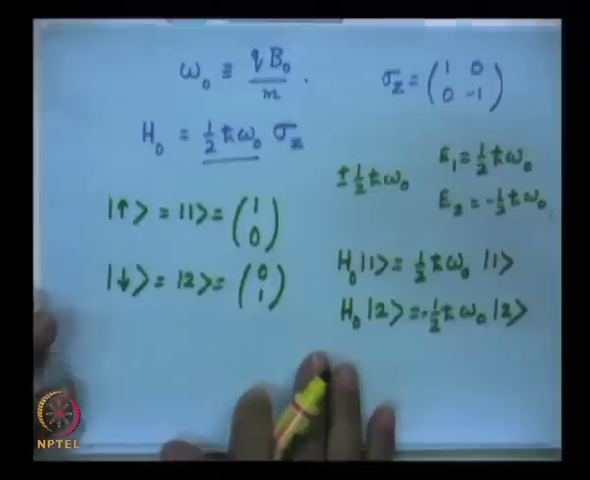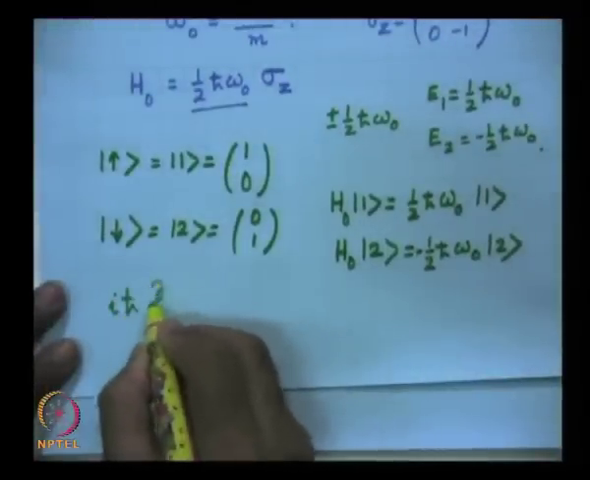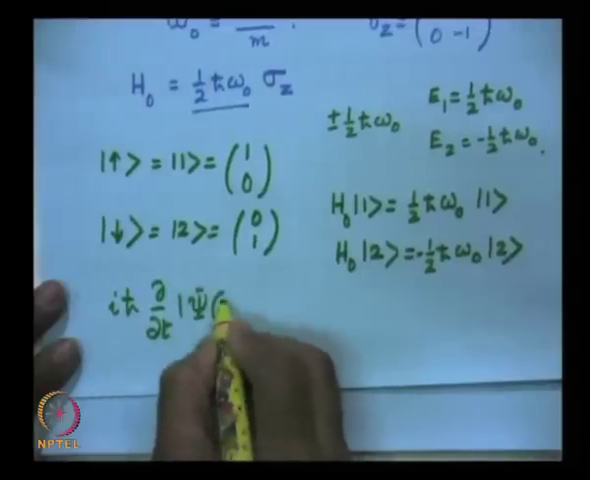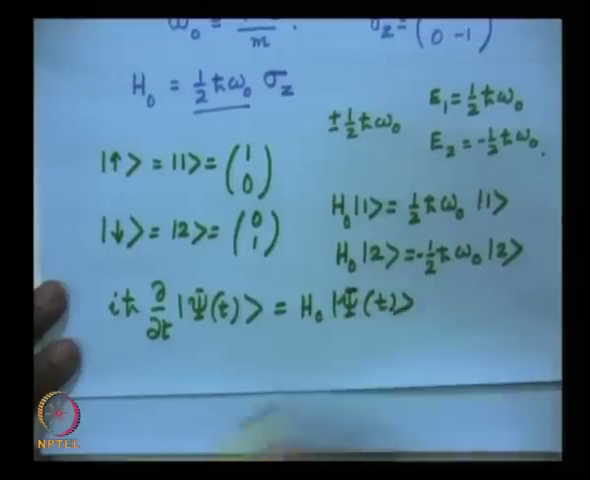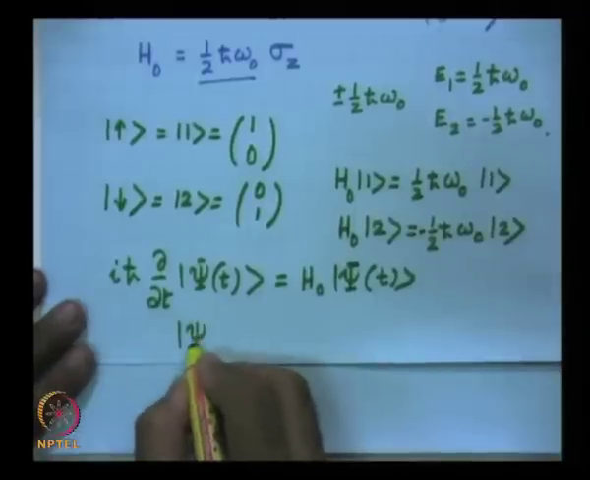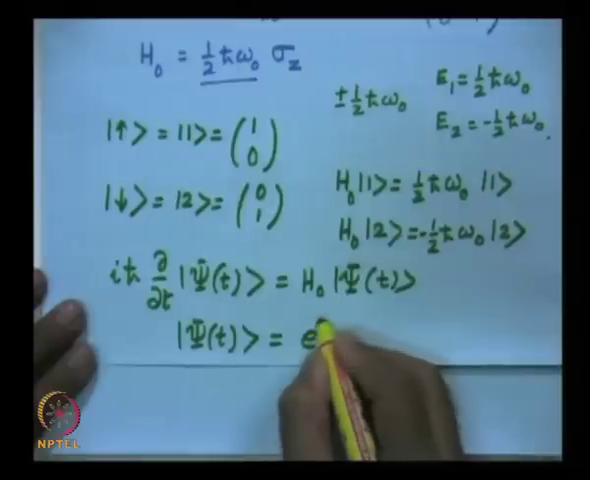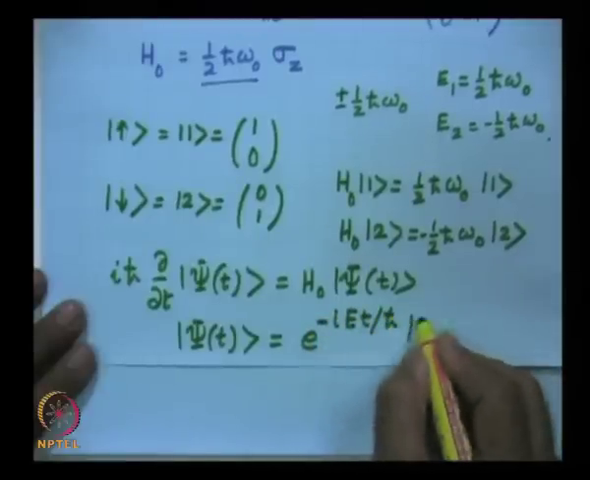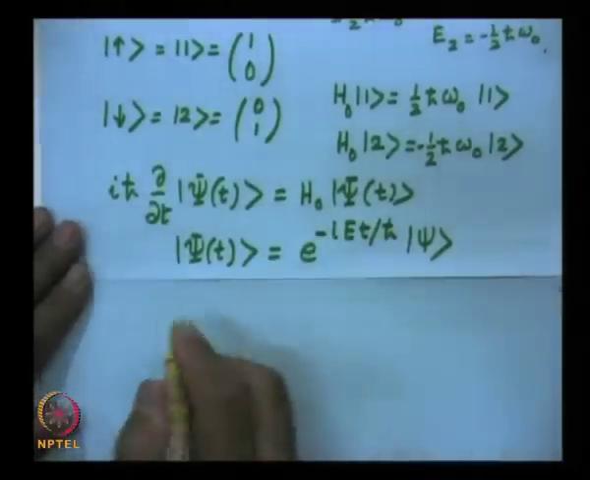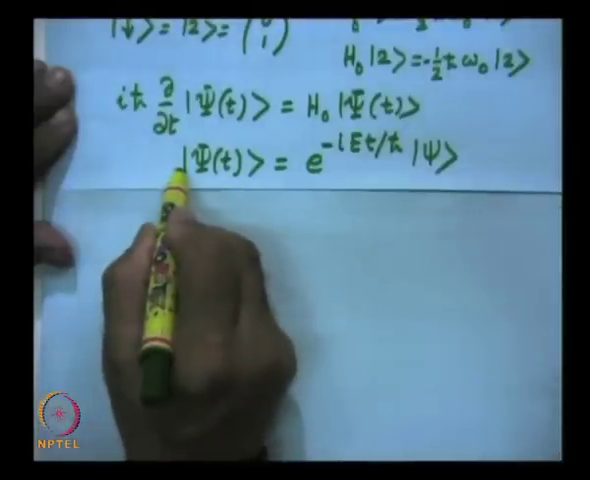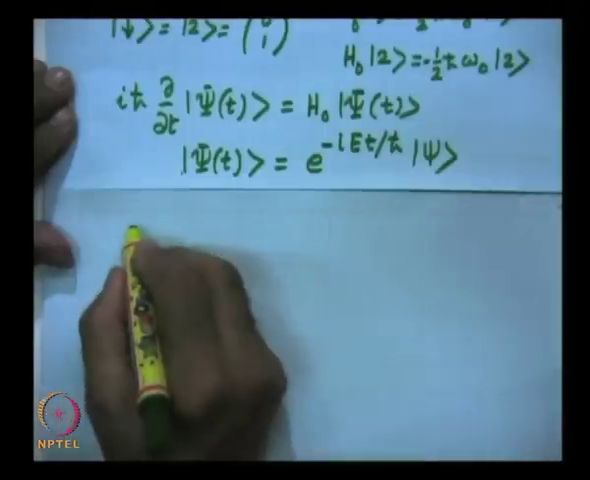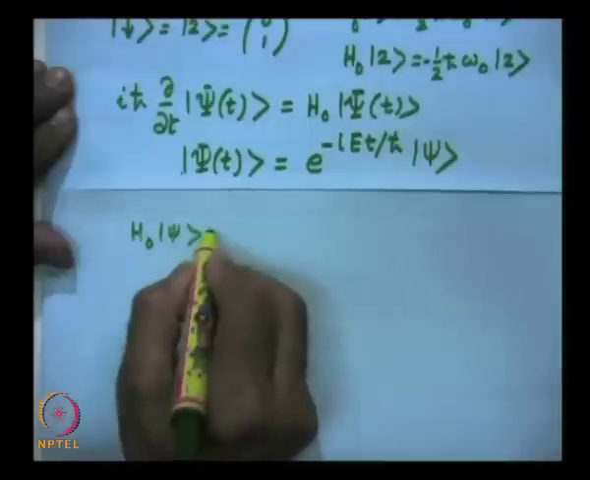Now, the time dependent Schrodinger equation is given by iℏ ∂/∂t |ψ(t)⟩ = H₀|ψ(t)⟩, and I can use the method of separation of variables and write |ψ(t)⟩ = e^(-iEt/ℏ)|ψ⟩. If I substitute this here, because H₀ is independent of time, in this equation we will obtain H₀|ψ⟩ = E|ψ⟩.